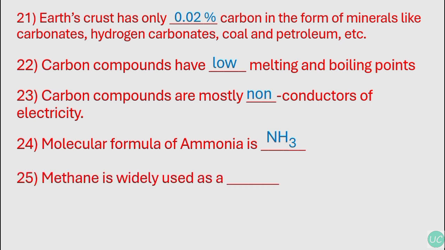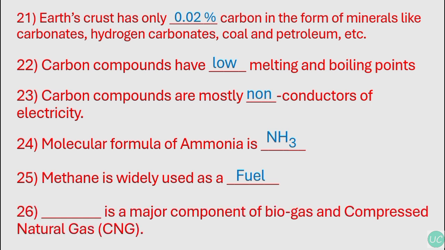Okay. Now next question, methane is widely used as fuel. Now you will find methane in LPG, CNG and many forms of usable fuel. So methane is always present, whether in small amount or large amount. Okay. Next question, dash is a major component of biogas and compressed natural gas, that is CNG. So we just now saw that methane is the major compound.